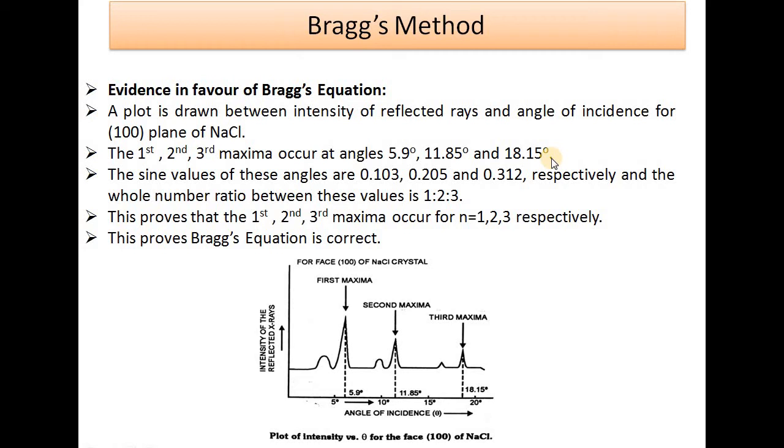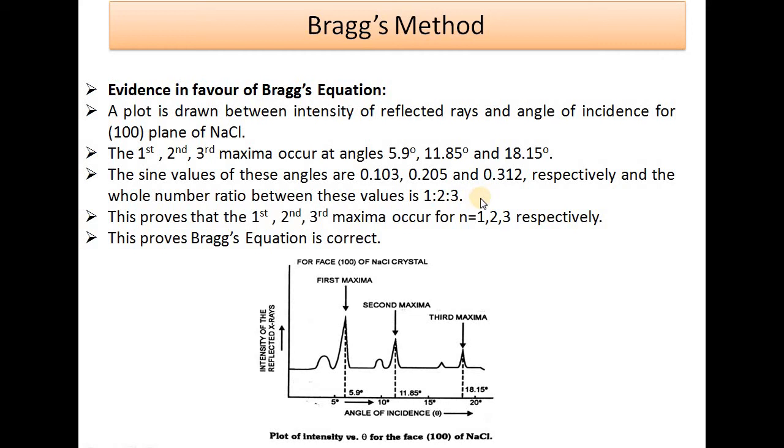These values were obtained by plotting the intensity of reflected rays against the angle of incidence for the 100 plane of sodium chloride. Now the sine values of these angles were found to be 0.103, 0.205 and 0.312. And their whole number ratio was found to be 1 to 2 to 3. When we calculate their whole number ratio, we find it is 1 to 2 to 3.